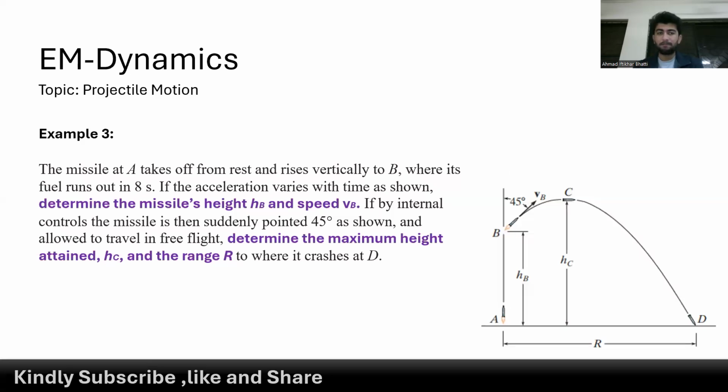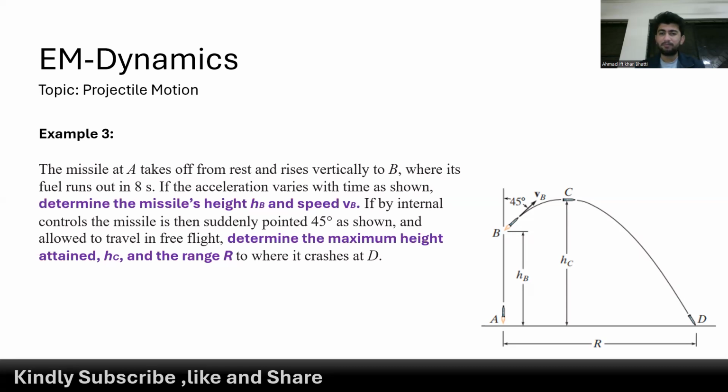In this problem, the missile at point A takes off from rest and rises vertically to B, where its fuel runs out in 8 seconds, if the acceleration varies with time as shown. So we have to find the missile height h and the speed vB.